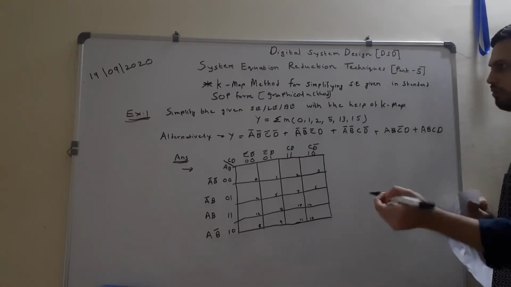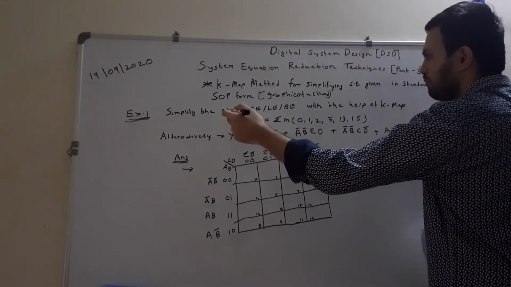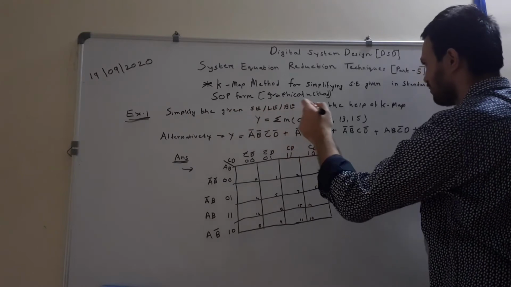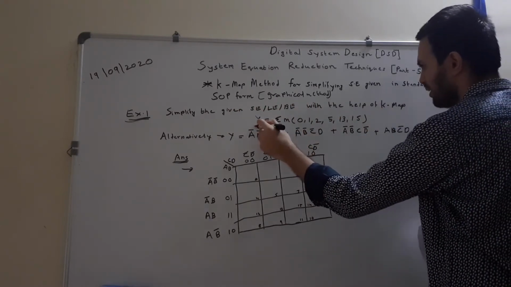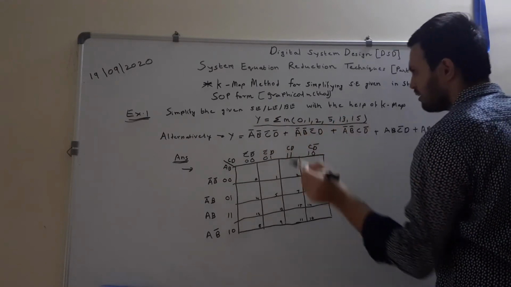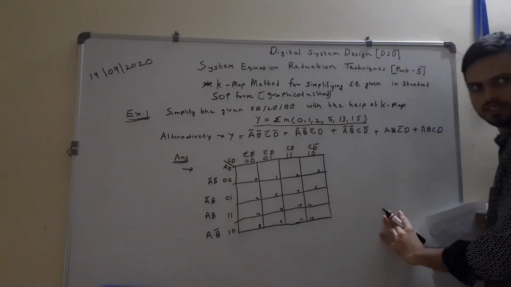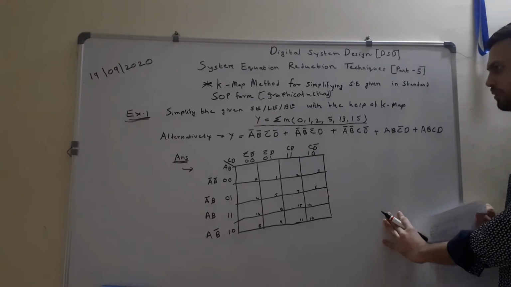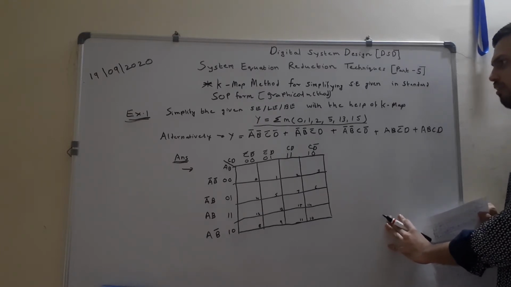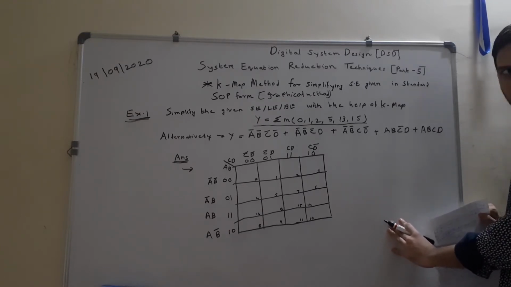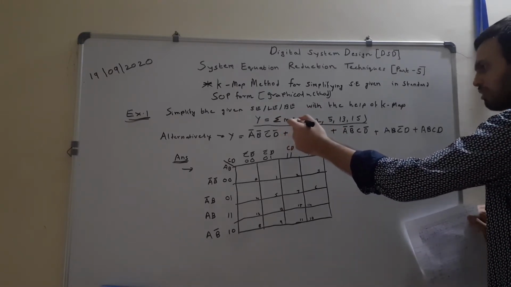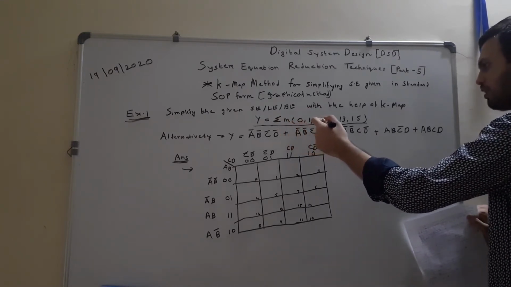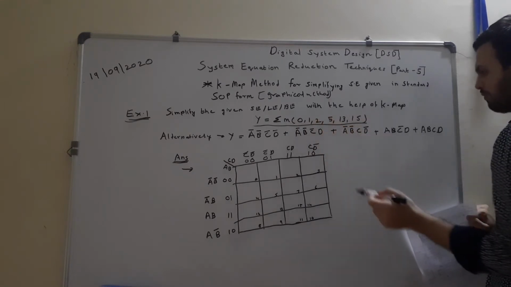Now this problem is given to you. Example number 1: simplify the given logic expression, the system equation, with the help of K-map. This expression is given in the form of min terms. When min terms are given, you understand that the given logic expression is in the form of a standard SOP, so we have to group ones, that is min terms. It is given this way: y is equal to summation of min terms 0, 1, 2, 5, 13, 15.